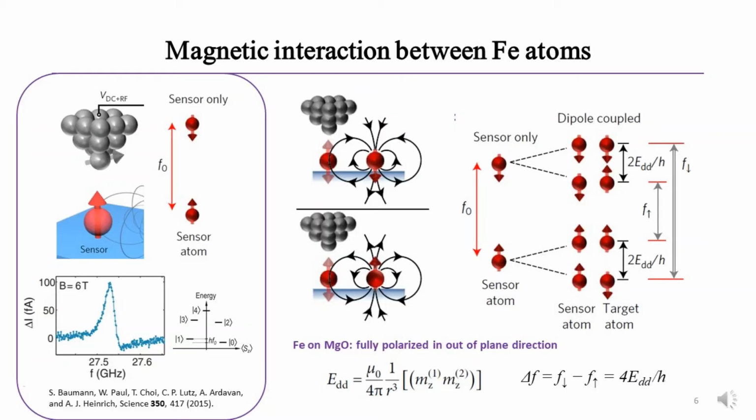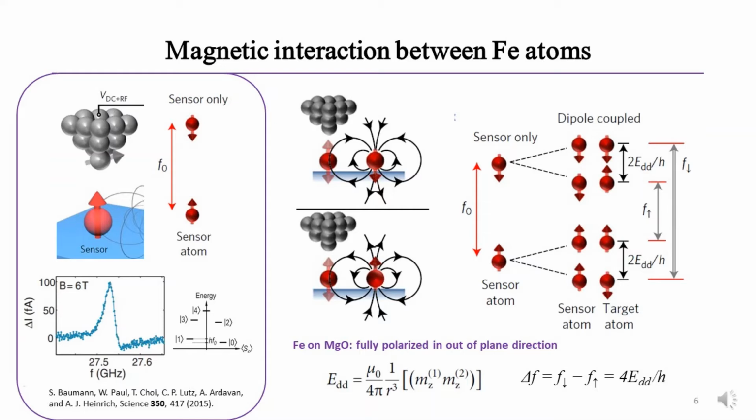Okay, equipped with the previous knowledge, now we can come to measure the magnetic interaction between iron atoms. From previous studies about the ESR of single iron atoms, when there is no external magnetic field, the ground state has 2-fold degeneracy. And when we apply the magnetic field, because of the Zeeman splitting, the 2 lowest states, the ground states, will split into 2 energy levels.